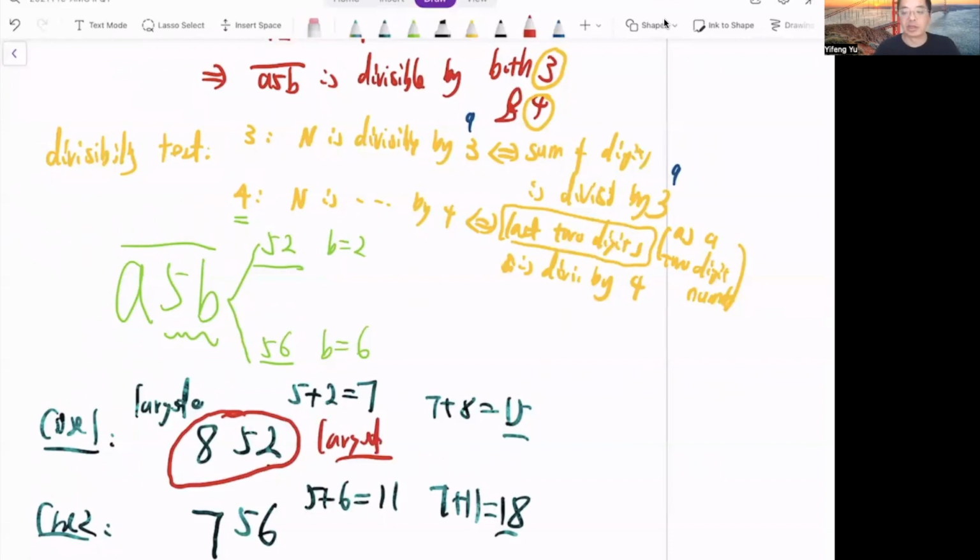Of course, if we just want to find the 3-digit numbers like this that are divisible by 12, there are more than 1. But here we're looking for the largest.